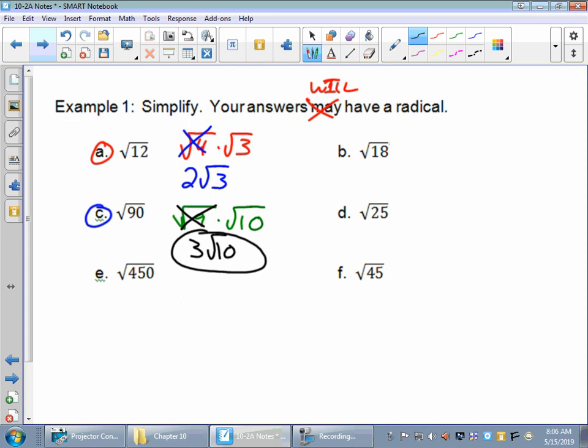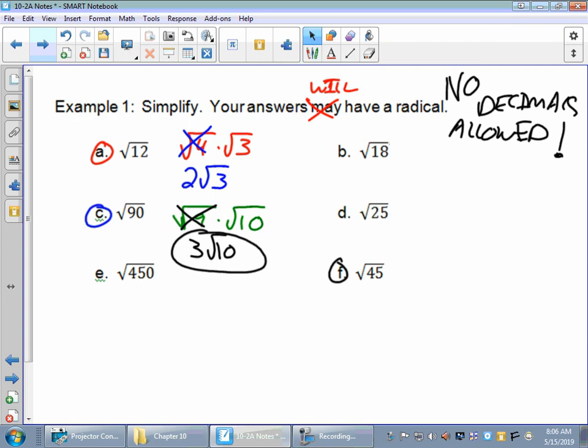Okay, and let's try one more here, going to F. And just a reminder that there are no decimals allowed. No decimals allowed. Notice my answers in the previous two, we don't have a decimal. We have radicals. We broke it down to a perfect square times a radical of something that cannot be broken down any further. All right, so 45.